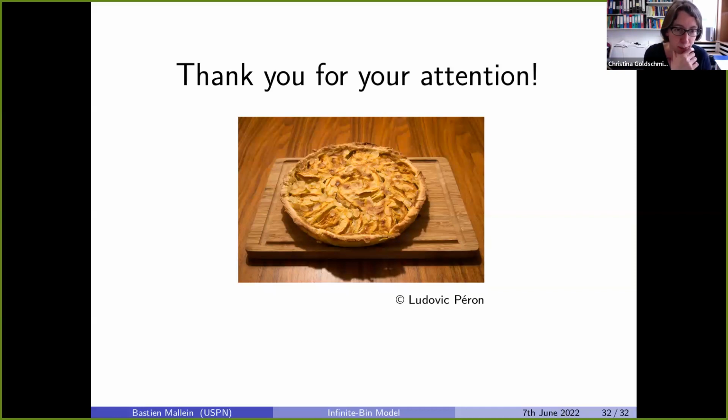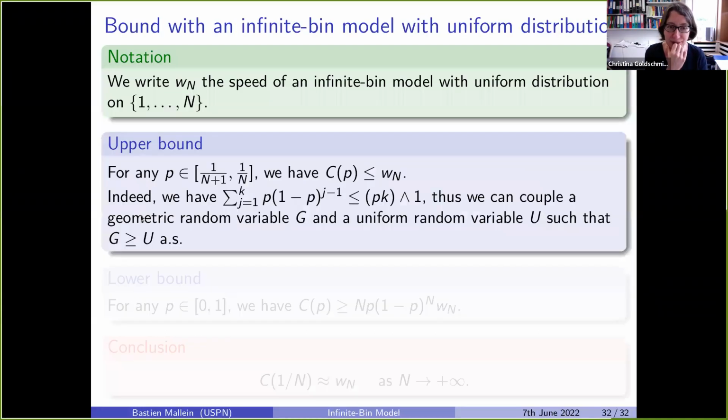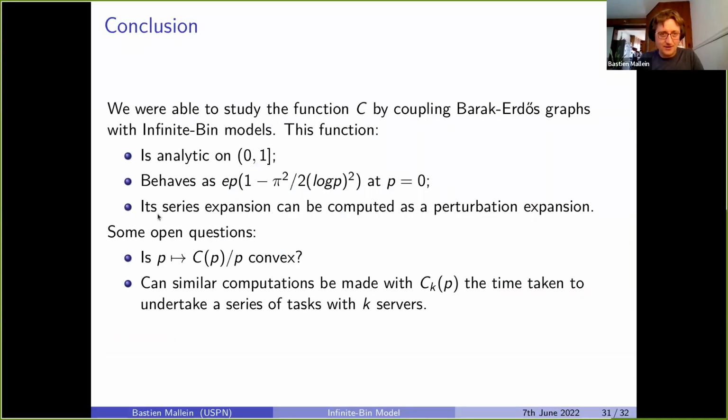If you could go back to your previous slide, you've got this expansion at 0, being e p (1 minus pi squared over 2 log squared p). And you mentioned something briefly in passing at the start of your talk about how this was related to a branching random walk with selection. Are you willing to tell us a little bit more about that?